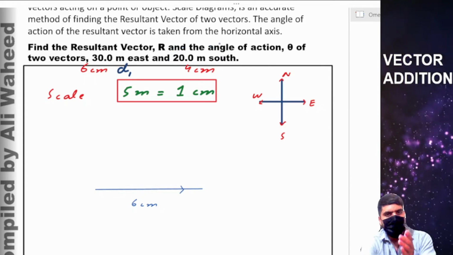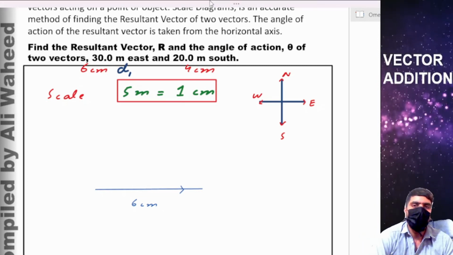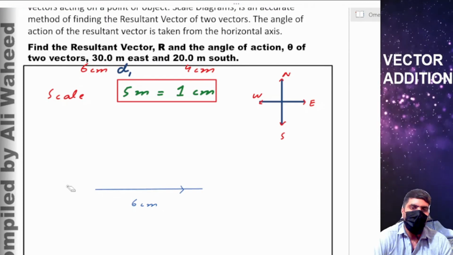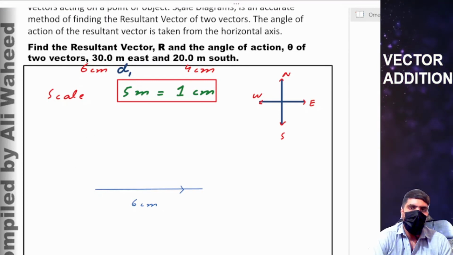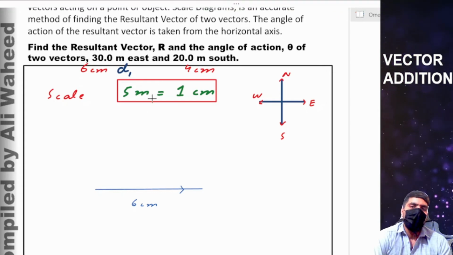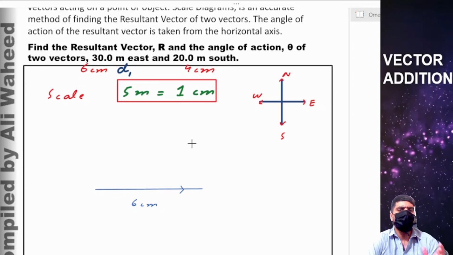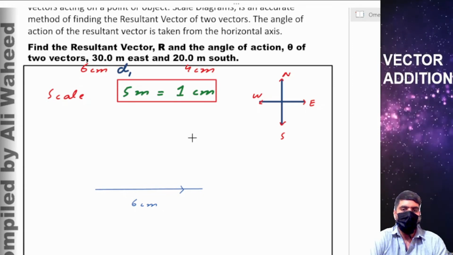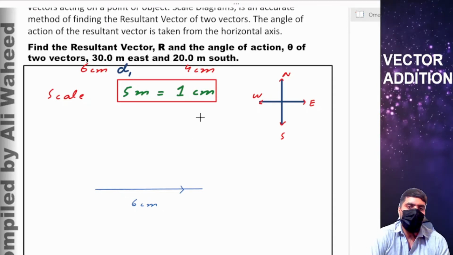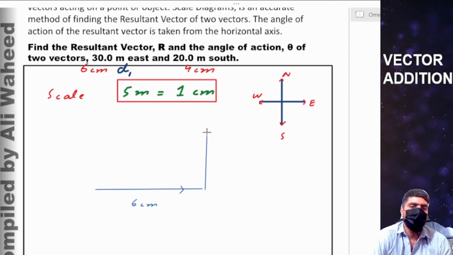Then we have another one that is 20 meters towards south, and we stated that 20 meters, according to our scale, would be 4 centimeters only. So we'll be having a line that is 4 centimeters. And if you want to avoid an extra step, all you can do is draw the second line directly at the end of the first one. So the first vector ends over here. You can draw the second one right at the end of the first one.